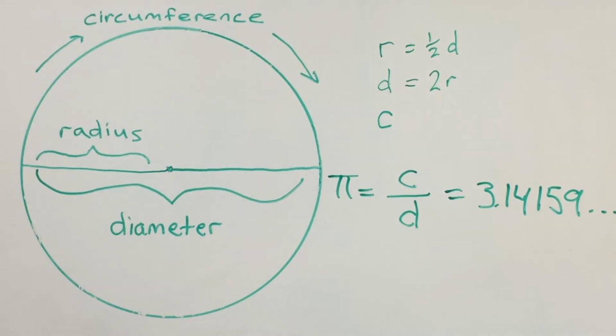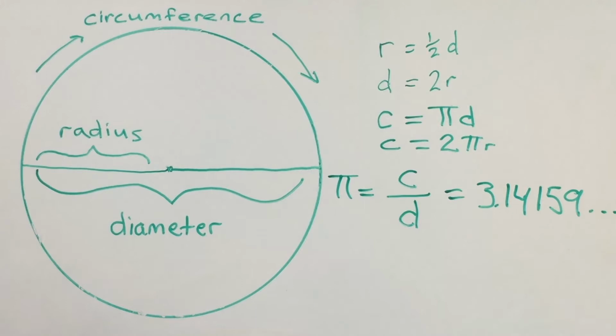So if pi is equal to the circumference of a circle divided by its diameter, that means the circumference of a circle is equal to pi times its diameter. And since the diameter of a circle is equal to twice its radius, this means that the circumference of a circle is equal to pi times twice the radius.